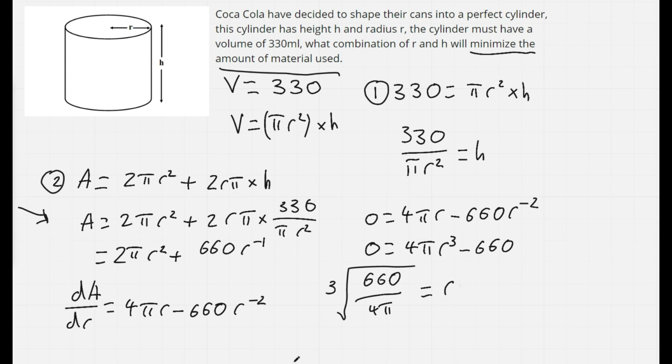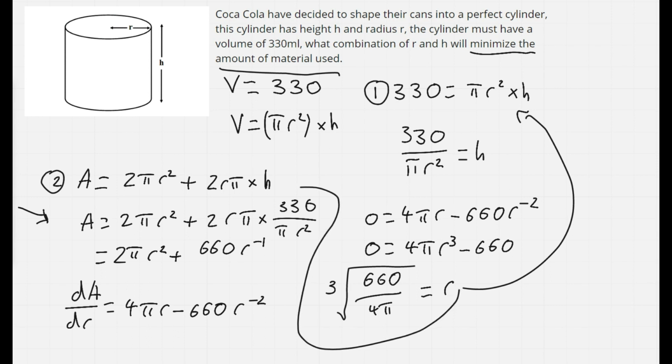Now, what we can actually do from here is put this back in. That will allow us to find h. We can also put this value of r into our A, and this will give us our minimum surface area. I'm not going to put that in. I think you would be able to put in just a value, but do be careful. The whole of this inside is cube rooted.